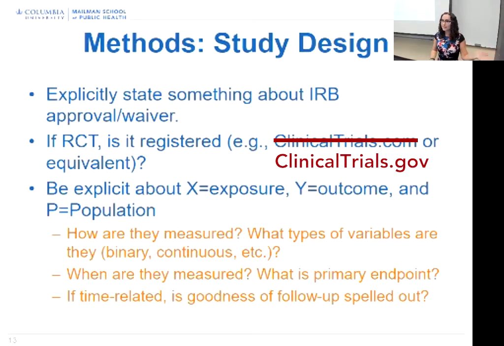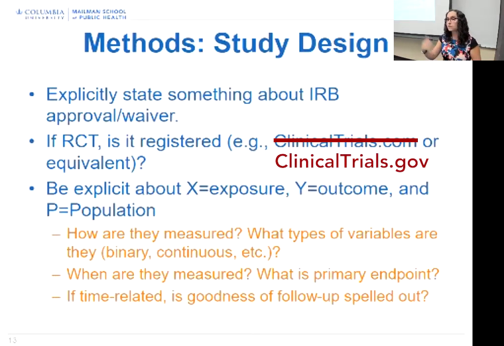So now we're going to come back to X, Y, and P. So again, what is your exposure? What is your outcome? What is your population of interest? So in terms of your exposure and your outcome, things that I want to know is, how are you measuring that? How often are you measuring it? What types of variables are they? Are they binary? Are they continuous? What is your primary endpoint? So maybe you've collected multiple measures over time, but one particular assessment is of interest. You need to provide all of that information to the reader.